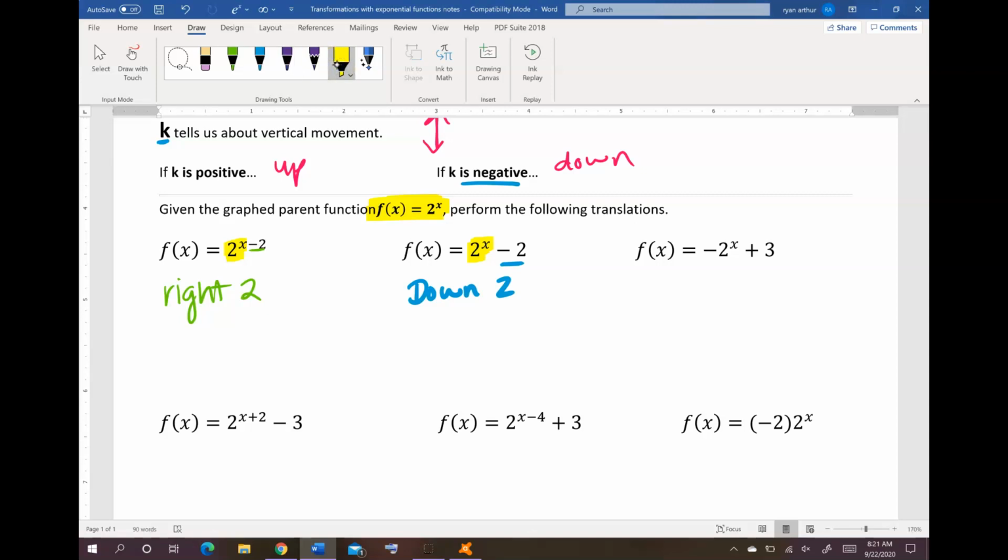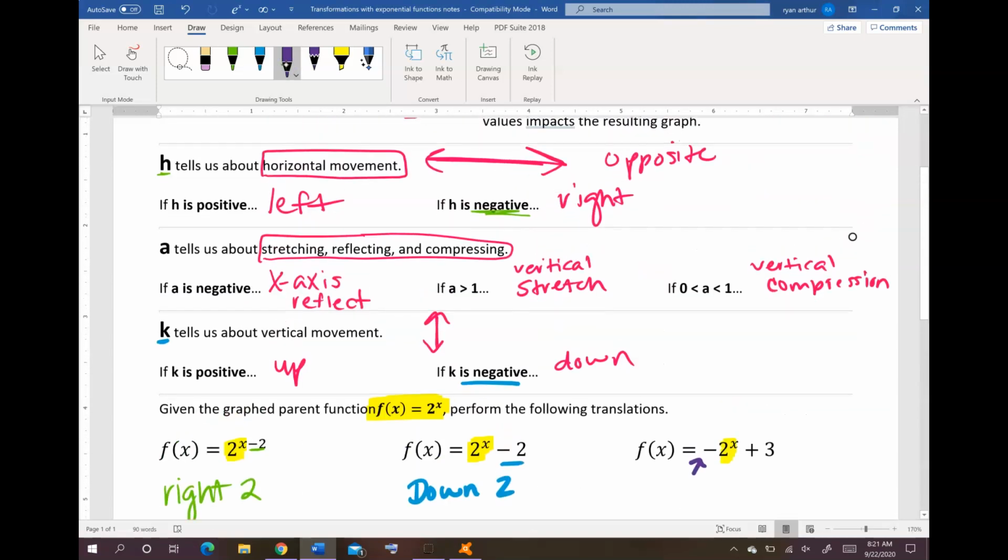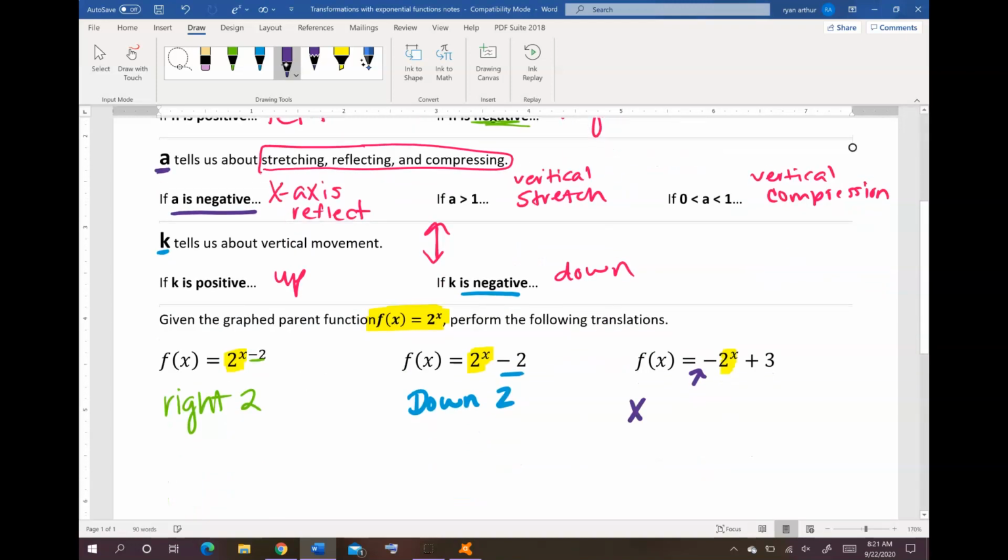So my parent function is 2 to the x. And if you look, I've got a negative out front. Well, when my a is negative, because there's an understood -1 there, but they're not going to write a -1 there, it's going to be a negative. But it is saying your a is -1. And if your a is negative, it's an x-axis reflect. And if you look, I've got another one, a +3. Well, if -2 means down 2, then a +3 is going to mean up 3.